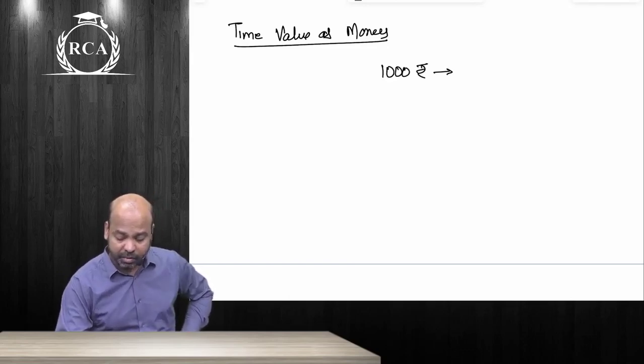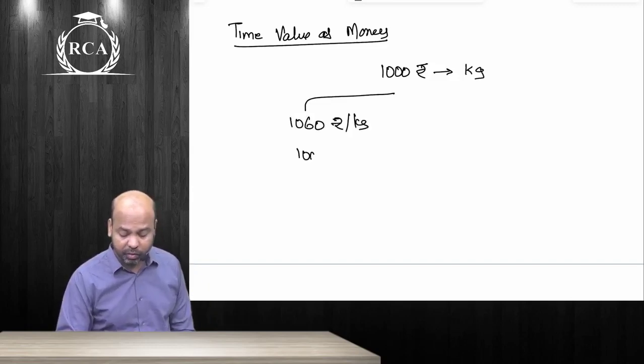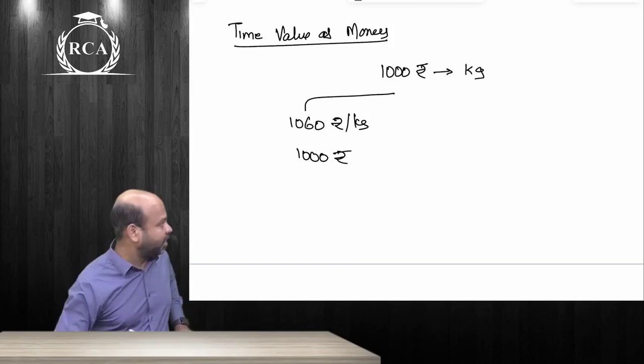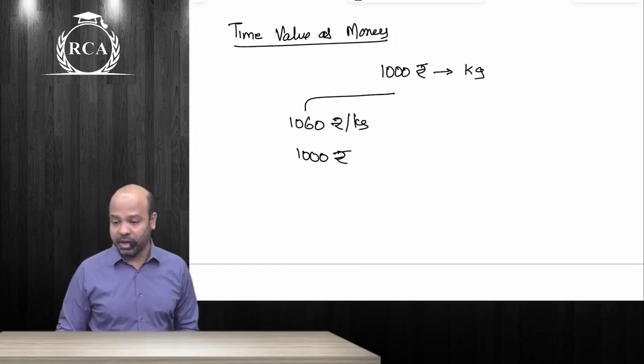If the price of some commodity is 1000 rupees today on a per kg basis, and after a year it turns out to be 1060 rupees per kg, and you still have only 1000 rupees, will you be able to buy the same quantity of goods? The quantity of goods that you're going to buy will definitely reduce.